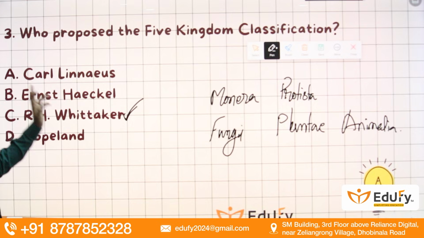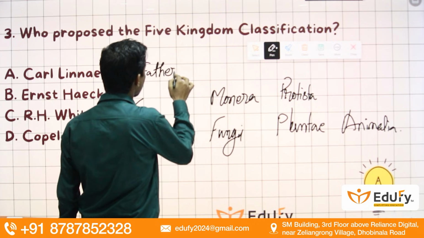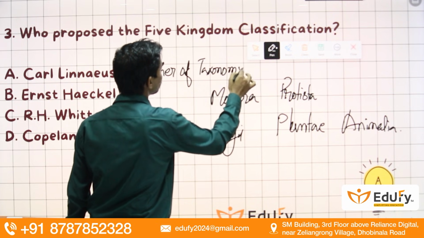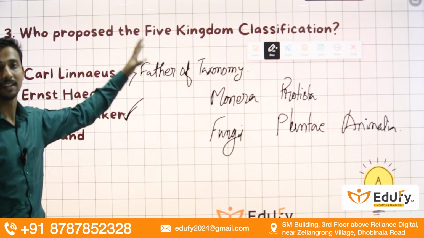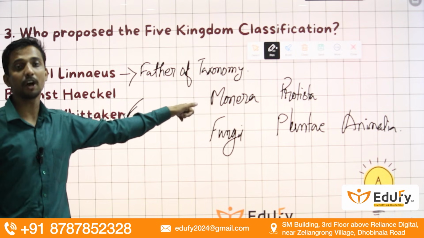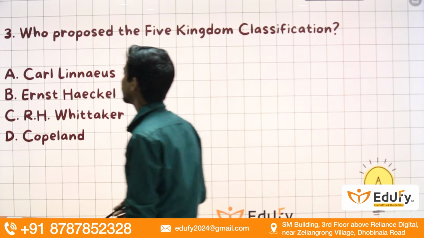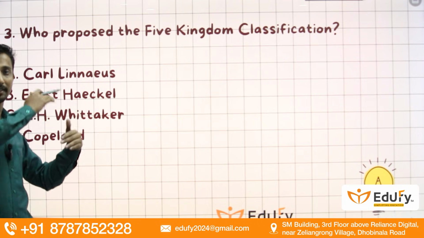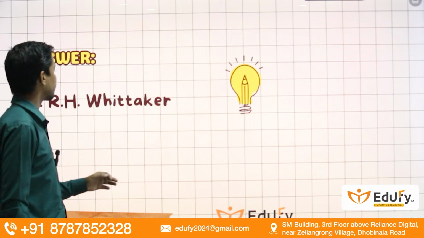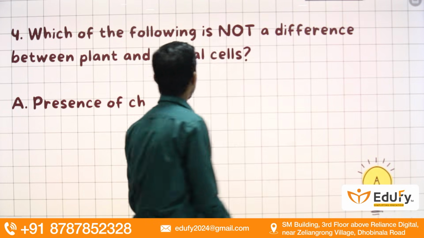We have one more option, that is Carl Linnaeus. He is known as the father of taxonomy. The very first question that we talked about, the hierarchy, that is also known as taxonomic hierarchy. So he is the father of taxonomy, which means the father of biological classification, we can say. Father of classifying organisms in the hierarchical structure. So it was associated with Carolus Linnaeus. So the 5 kingdom classification was given by R.H. Whittaker. Then we move towards the next question.